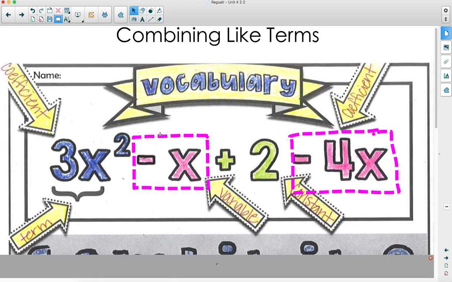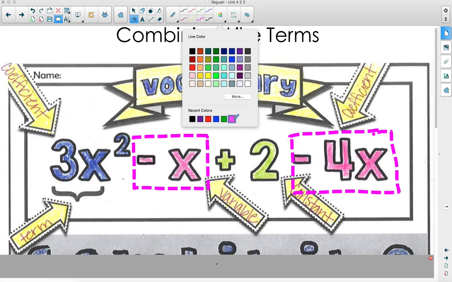Then I got the x. Over here, I have an x as well, so that got colored in pink. And then I only have one constant, the plus 2, so that got its own color. Before we move on to the next section, I also want to talk about how I'm going to pick a different color here. Let's go with this pink.